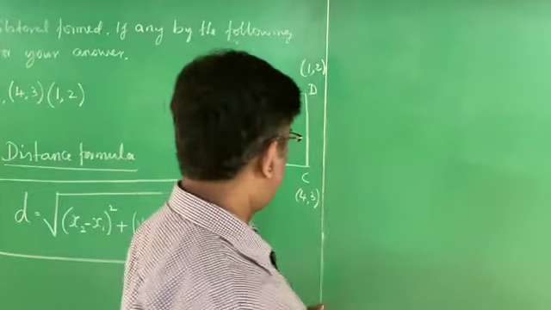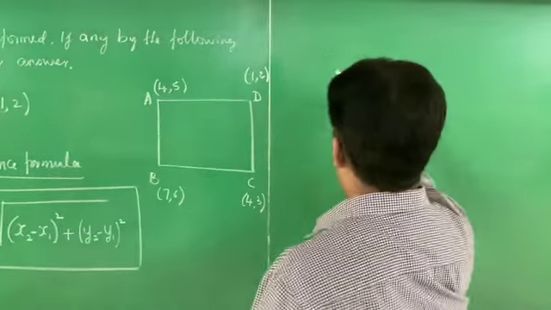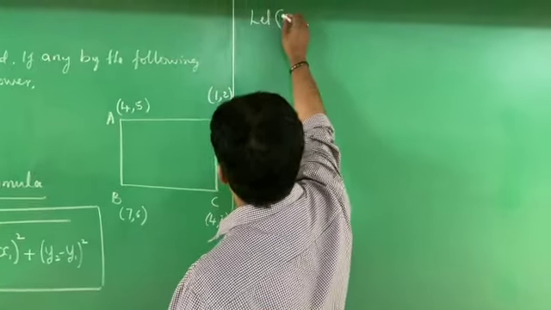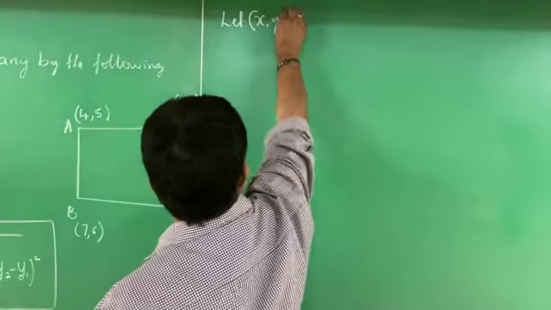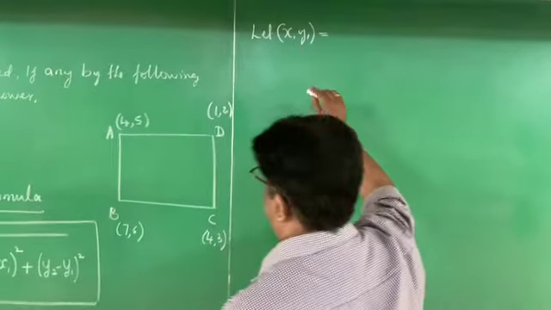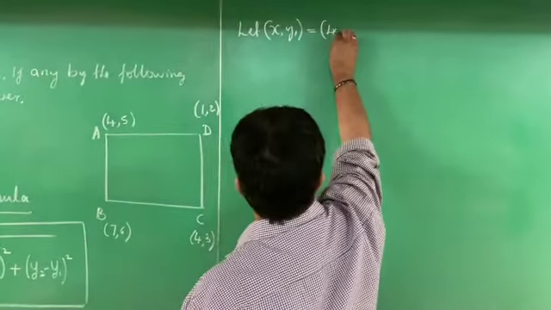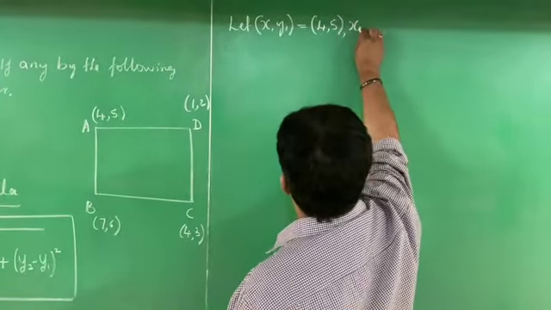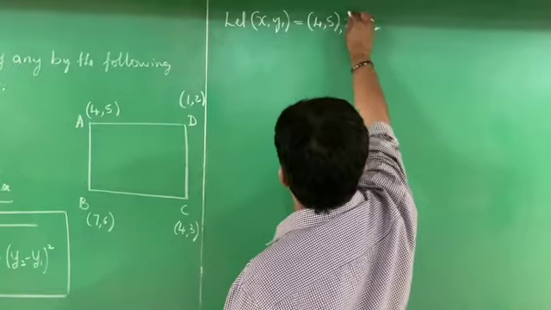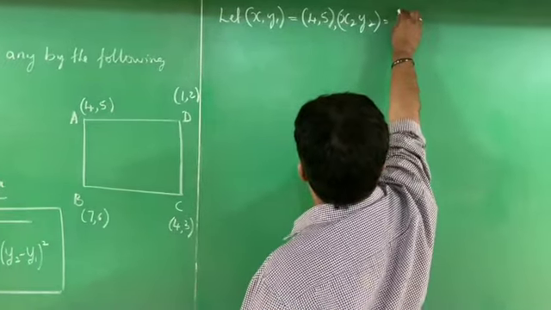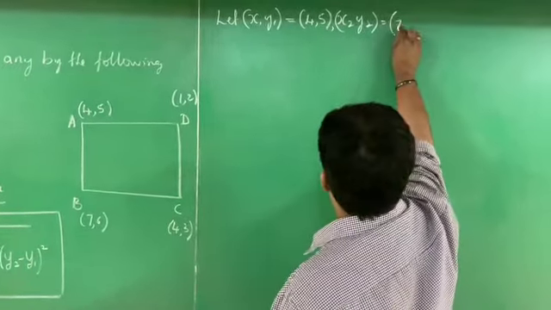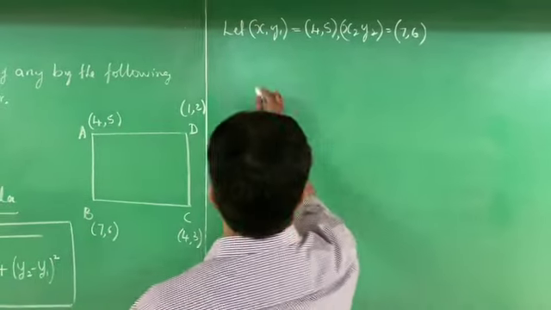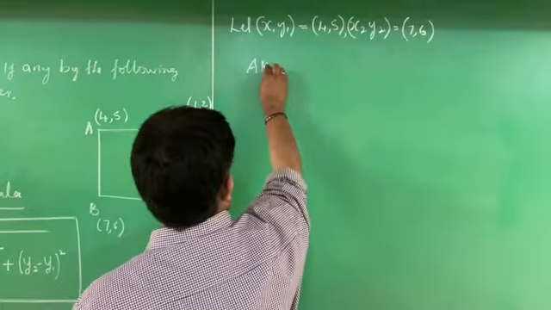First I start finding the length of AB. For that one, let x1, y1 I take as 4, 5, that is the coordinate of A. x2, y2 is the coordinate of B, that is 7, 6. I am getting the value of AB.